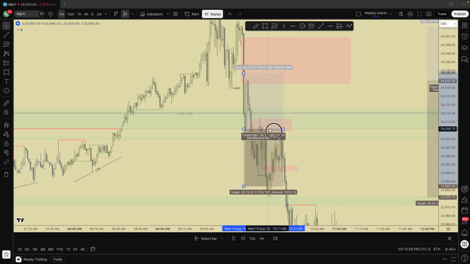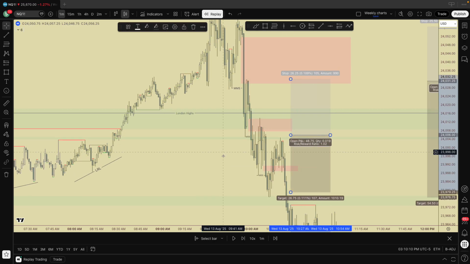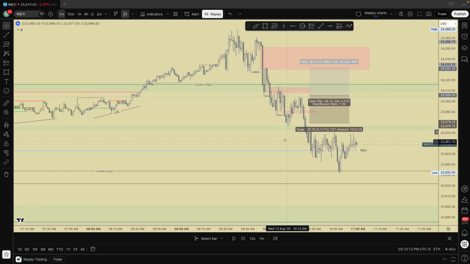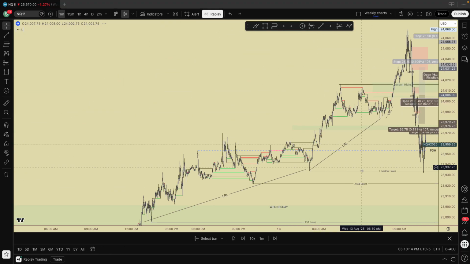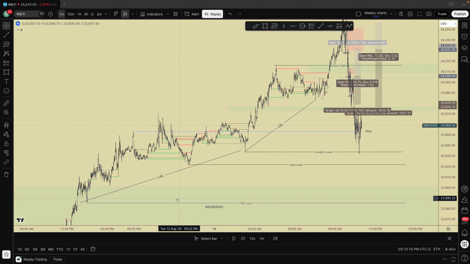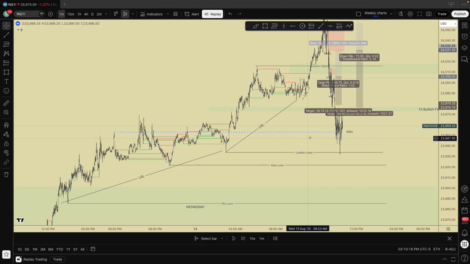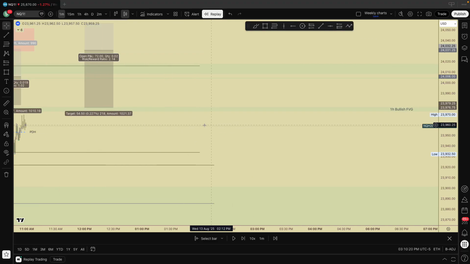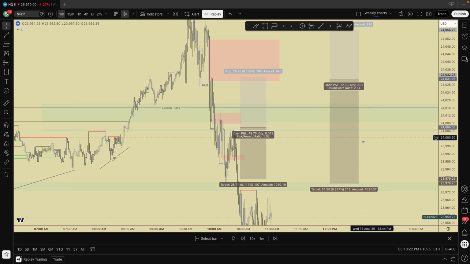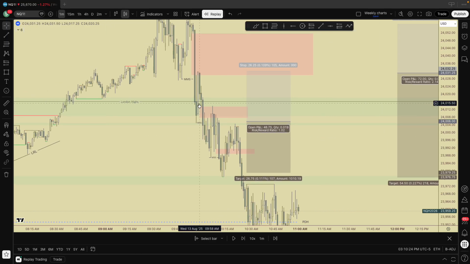Second setup is the same thing, right? And draws on liquidity are lower. I forgot to tell you guys, but we have so many draws on liquidity. We have PM lows, Asia lows, London lows, previous day high, right? We have a bunch of draws here. So that's where we ended up going. But yeah, we had another entry right here.